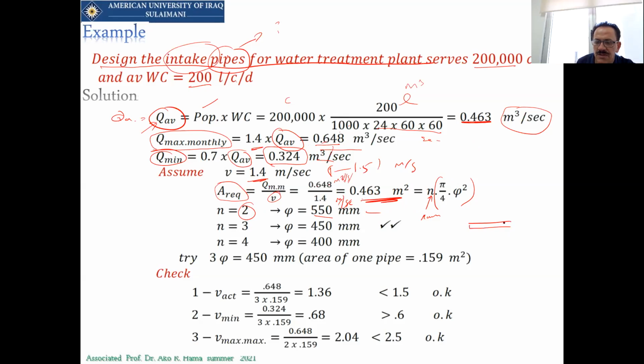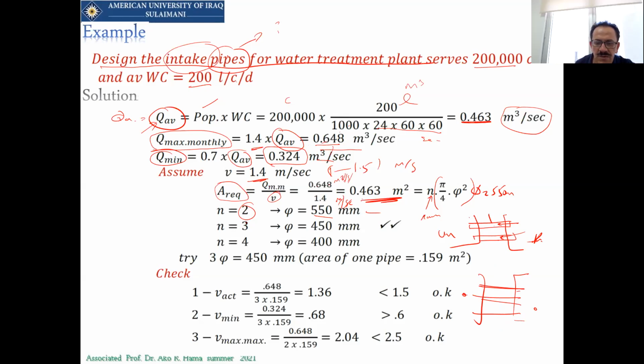Then the diameter of each pipe should be 550. So here's case one. If I have the river and this is a sump tank, the water is coming through two pipes, and the diameter of each of them is 550 millimeter. Now there is another case. You can use three pipes just to send water from this part to that part.